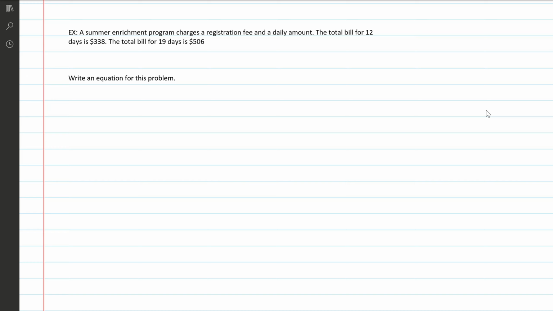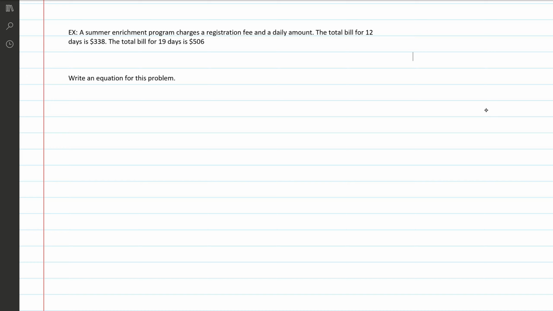So, as in the previous problem, there were 3 main steps. The first step was to find the slope, the second step was to find the y-intercept, and then the third step was to place the slope and the y-intercept into slope-intercept form, and then you'll have your answer. So 3 main steps. We're going to follow those 3 steps.